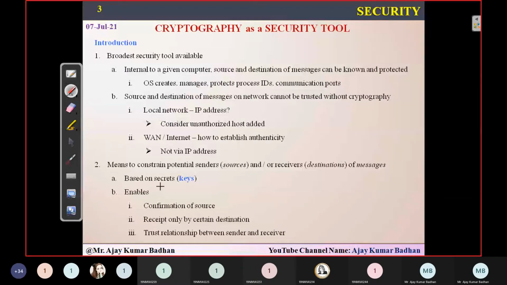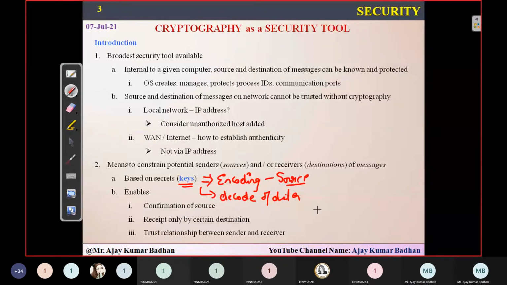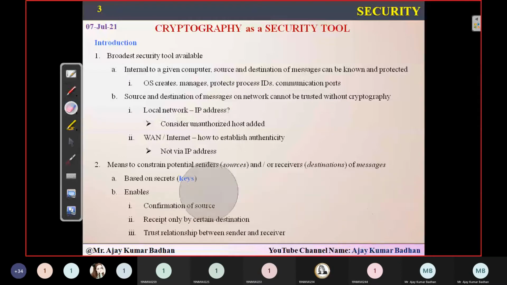The only thing you have to keep in mind here is keys. The key plays a very vital role. Using this key we perform encoding of the data. Whatever data we want to transmit, we can encode it using this key. In the same way, using these keys we perform decoding of data. Both will be done. Encoding is done at the source from where the message is transmitted, and decoding is done at the destination, whoever you intended to send the message to. That is what you have to keep in mind.